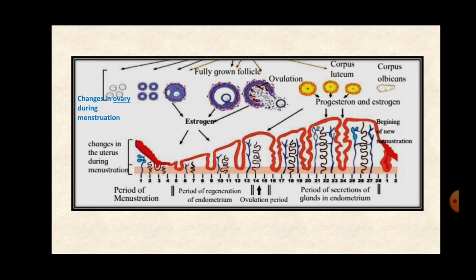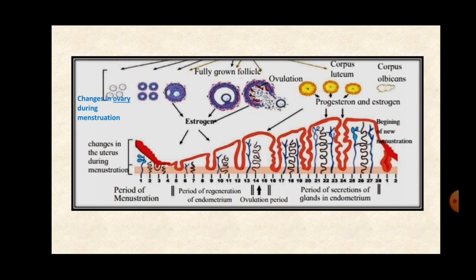It secretes progesterone. Now the endometrial glands, the glands of the endometrium tissue, secrete their secretions under the effect of progesterone. Let me clear once again. The follicle which is without the oocyte, the remaining tissue, is now transformed to corpus luteum. This corpus luteum secretes progesterone, which in turn influences the secretions of the endometrial glands.